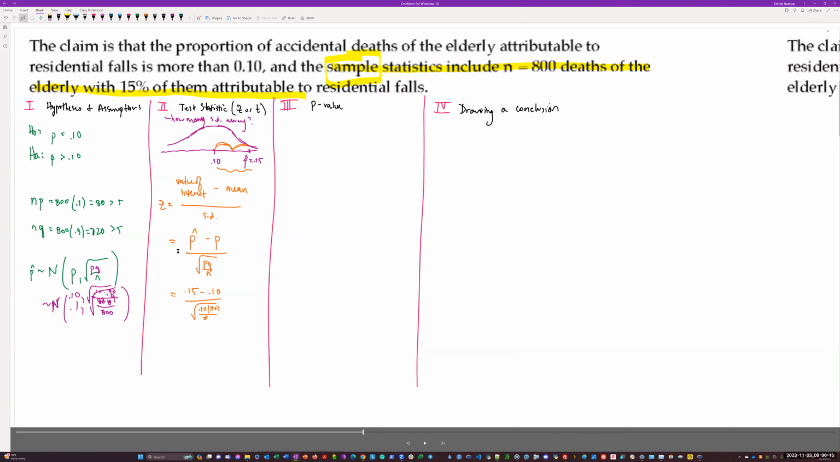P hat is the value of interest in this case, the sample value. The mean in this case is P. We need to determine the distance between these two points, so it's 0.05, and then we divide this by the value of the standard deviation. So I got 4.714.